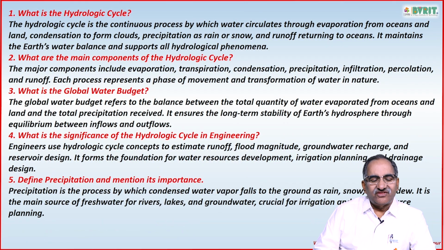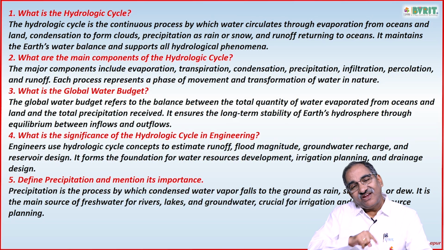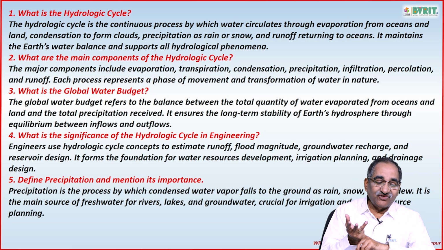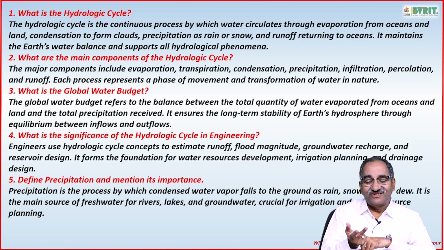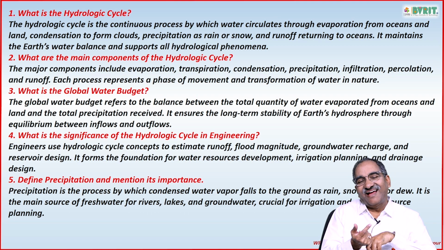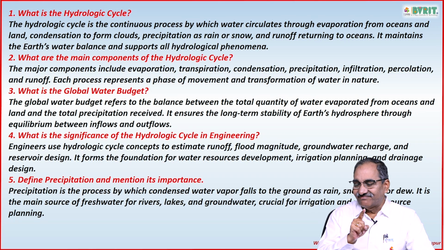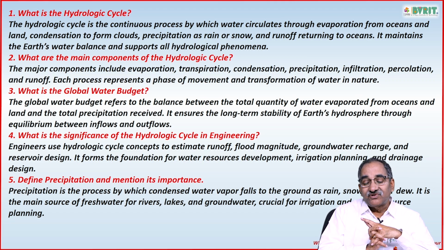What is a hydrologic cycle? The hydrologic cycle is the continuous process by which water circulates through, what are the processes? Evaporation from oceans and land, condensation to form clouds, precipitation as rain or snow, and runoff returning to the oceans. This is the cycle. It maintains the Earth's water balance and supports all hydrologic phenomena.